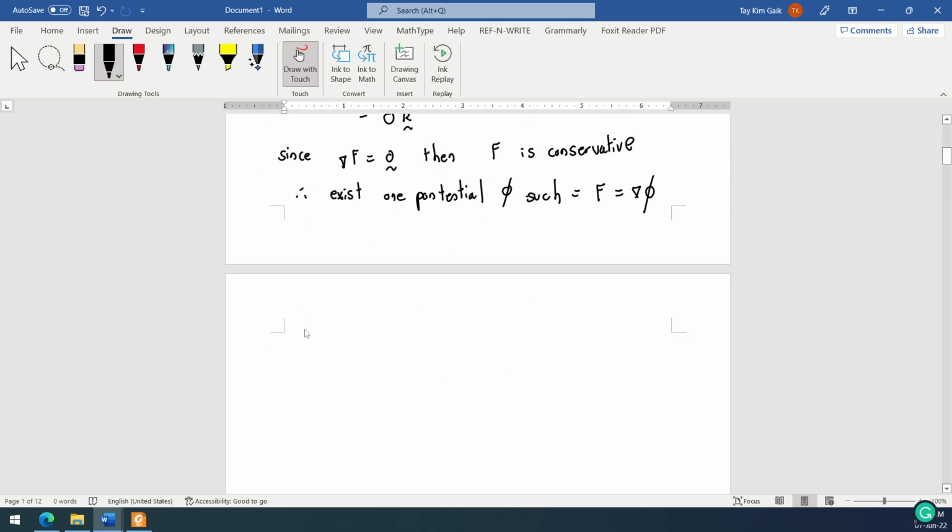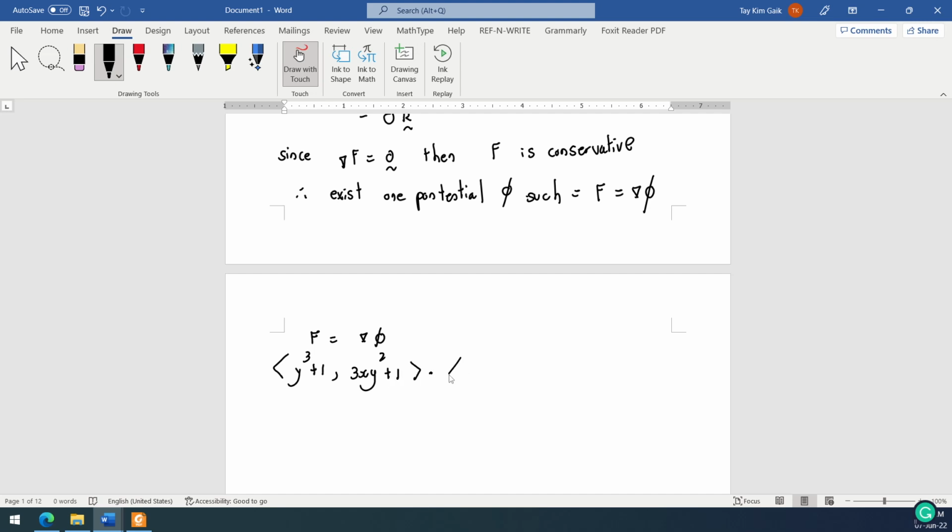Okay, from F equal to del phi, I put it into this notation for your vector. Component i, you have y cubed plus 1. Component j, you have 3xy squared plus 1.